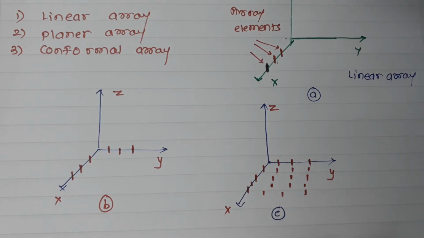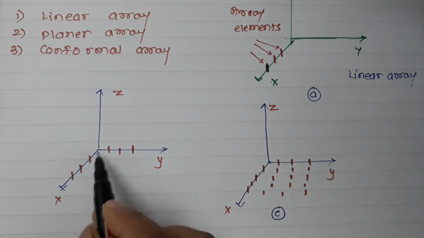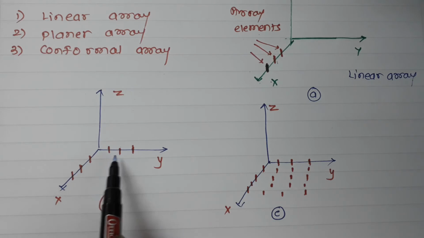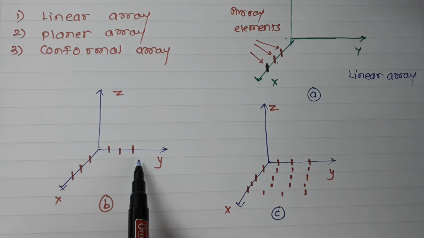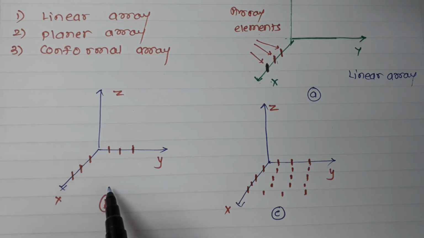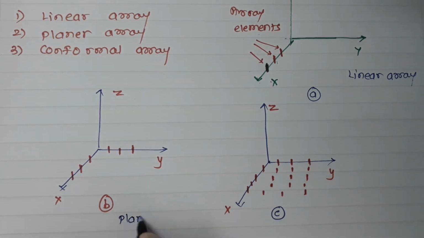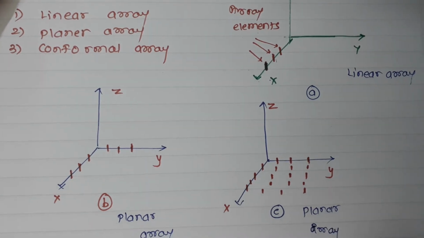In the planar array, elements are located in a plane, like this. Here we can see that it is a two-dimensional array with the elements arranged in the x and y axes, or in the xy plane. That's why it is called the planar array. Similarly, figure C can be called a planar array because the elements are arranged in the xy plane. This is the explanation of the planar array.